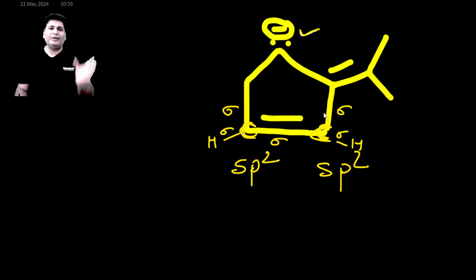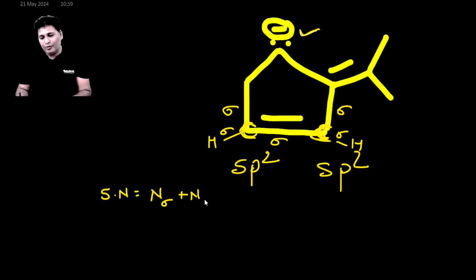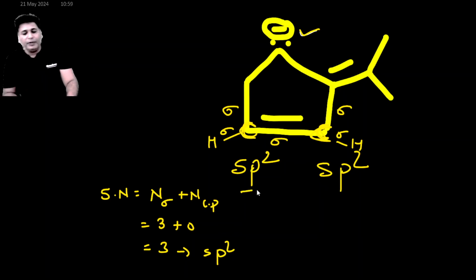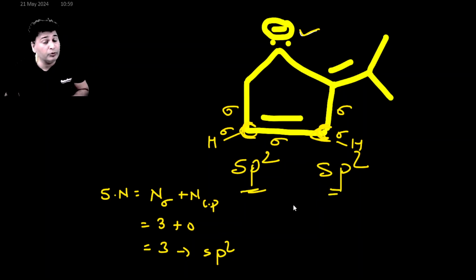In order to find hybridization, I have already told you, you have to find the steric number. Steric number is what? Number of sigma bond plus number of lone pair. And as you understand, it had 3 sigma and 0 lone pair, it comes out to be 3. If it is 4, then sp3. If it is 3, then this is sp2. If it was 2, then it would have been sp. So it is sp2.